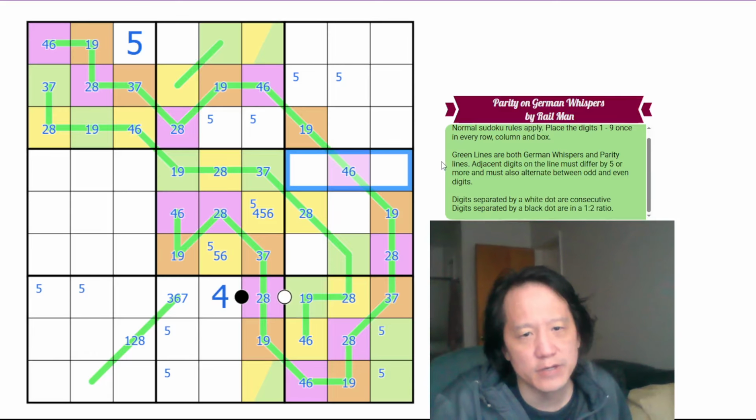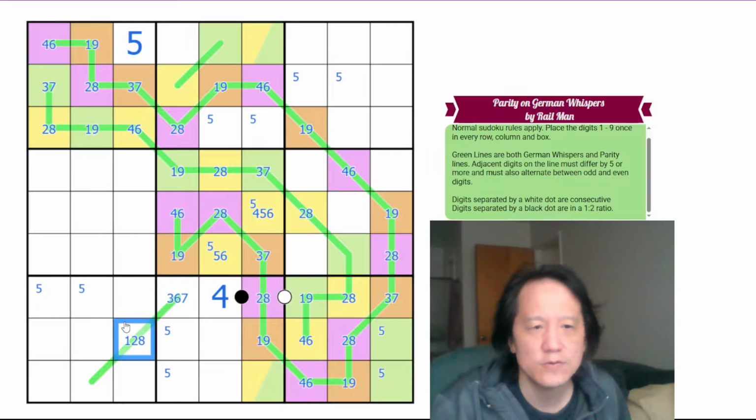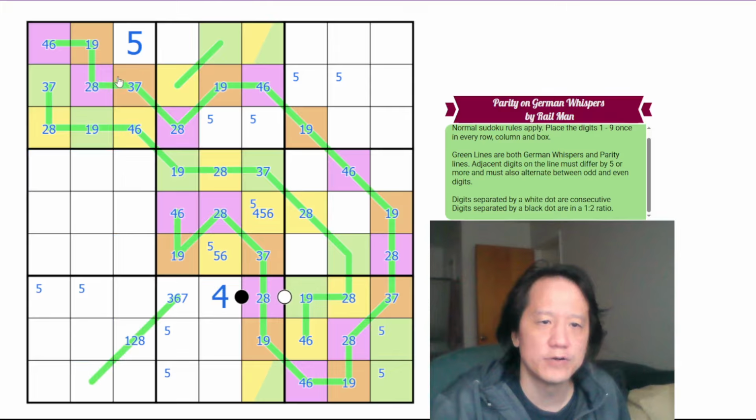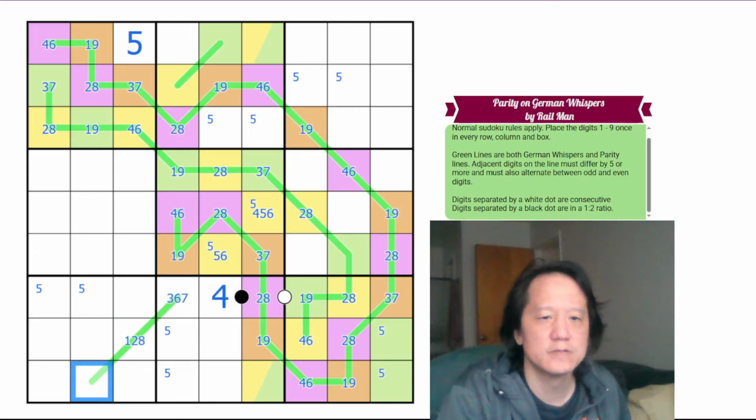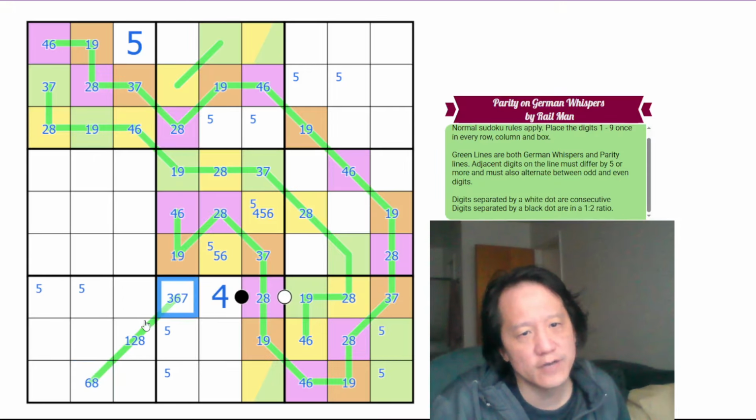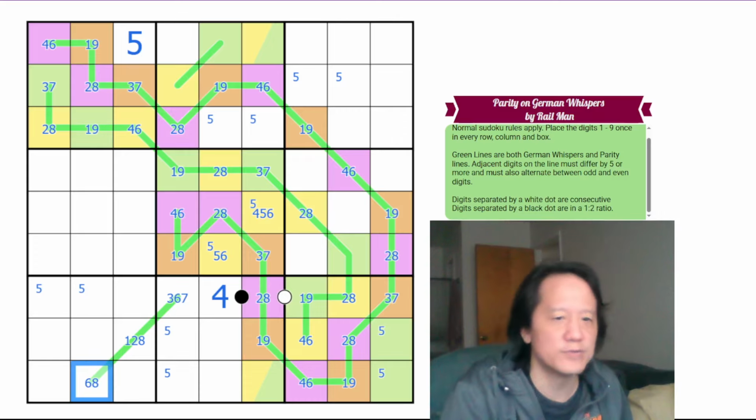This cannot be green. 1 and 9 cannot be here, so 1 and 9 has to be one of these 2. This can't be green. Okay, this cannot be 1 or 9 here. So if this is 6, 1, this could be 6 or 8. If this is 3, 7, it cannot be 1 or 9, so it would have to be 3, 7 here.